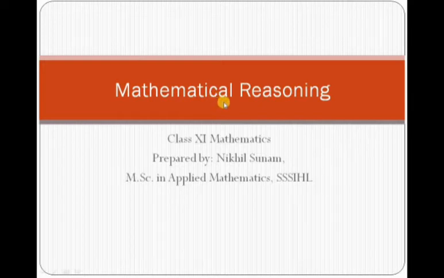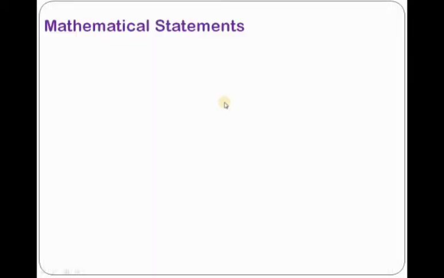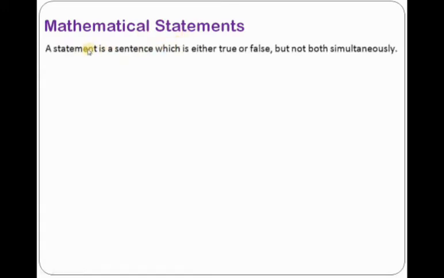We'll start with something called mathematical statements. It's going to be like your English class now. Although I'm not so good in English, it's going to be like English. Here we will first understand the meaning of a mathematical statement. A statement is a sentence which is either true or false, but not both simultaneously. I hope this definition is clear to you.